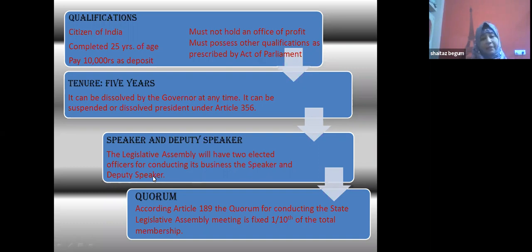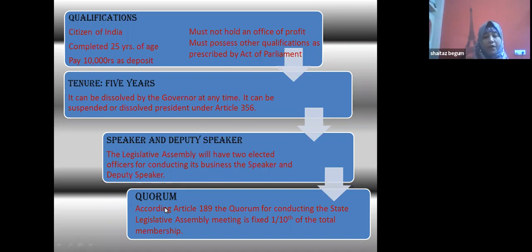The Legislative Assembly will hold its meetings at least twice a year, two sessions in a year, and there should not be a gap of more than 6 months between any two sessions of the Assembly. The present Telangana Legislative Assembly Speaker is Mr. P. Srinivas Reddy and the Deputy Speaker is T. Padma Rao. These two take up the responsibility of conducting the meetings of the house. They also maintain the decorum, that is the discipline of the house.